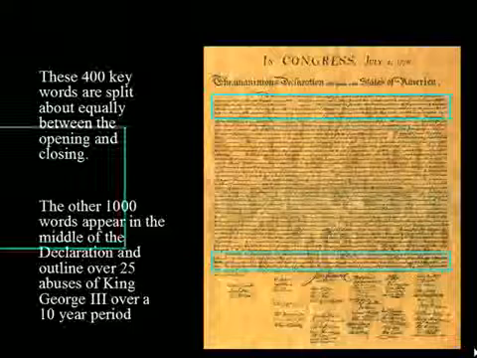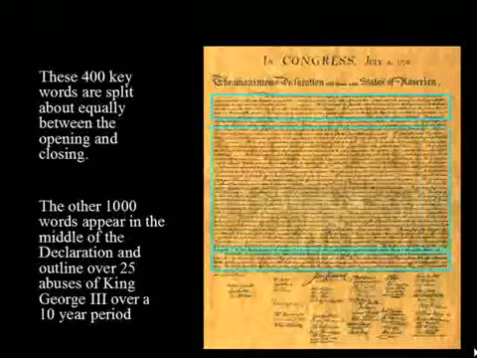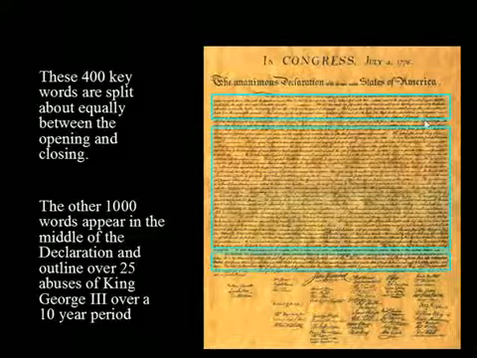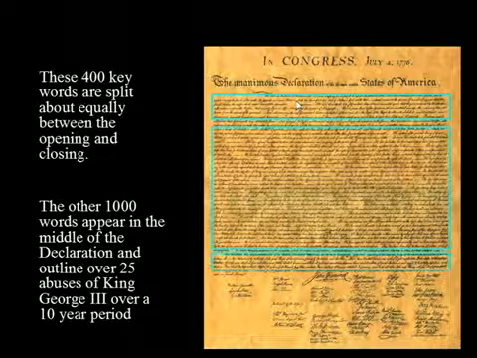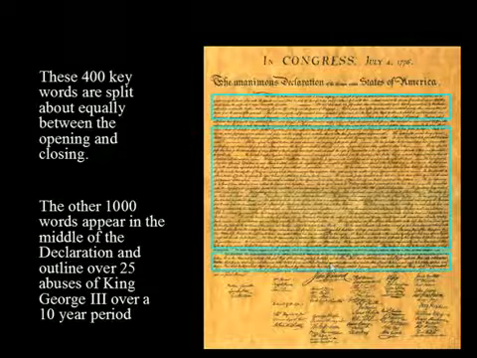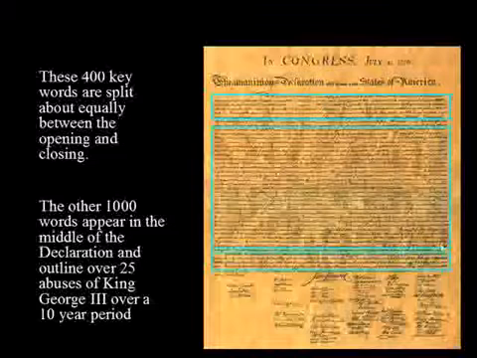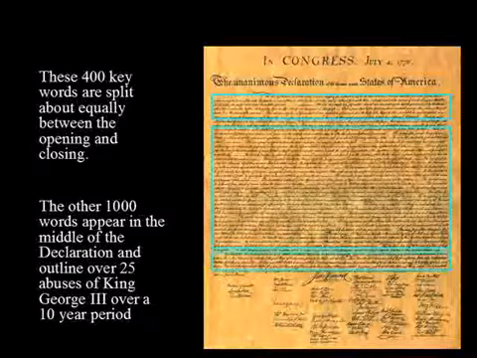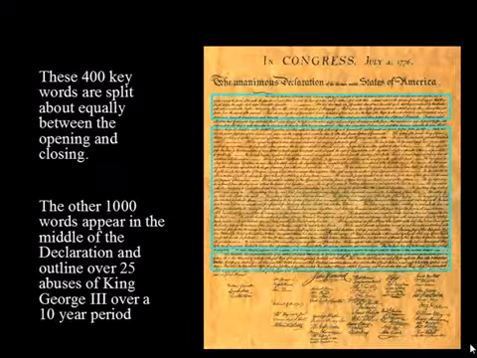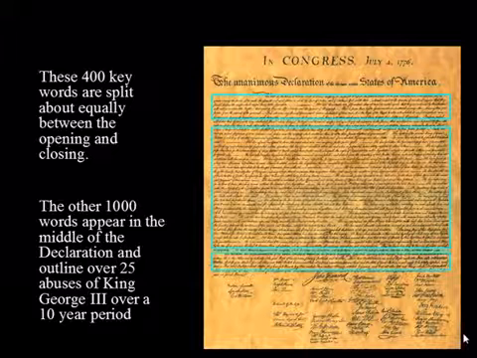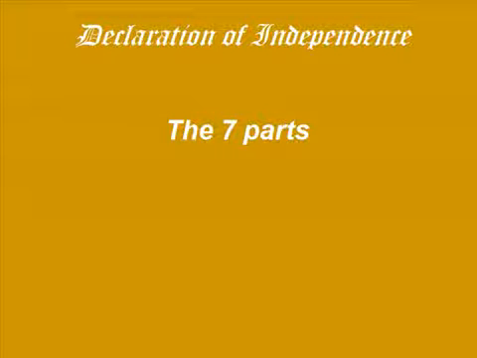The other 1,000 words appear in the middle of the Declaration and outline over 25 abuses of King George III over a 10-year period. And so you can see the significance of the weight of the introductory words, the closing words, where some key concepts are outlined, and then these middle words, which there are 1,000 of them, really outline the abuses of King George III. So that's all that's involved in understanding key concept number 1, is that there are these 3 broader categories that the Declaration breaks down into. Now let's take a look at the 7 component parts.